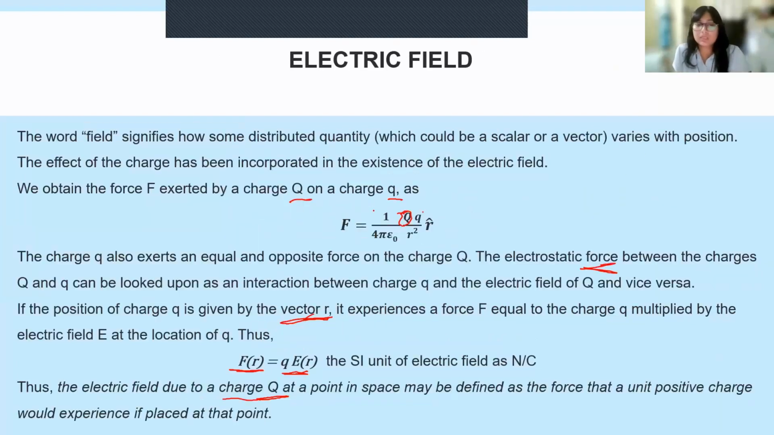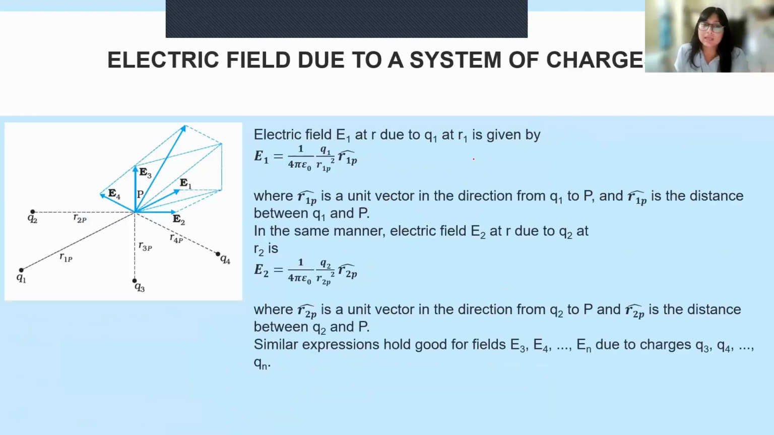Now this is the electric field due to two point charges. In a system of charges, we will have an electric field due to a system of charges too, where there are multiple charges present. You can see over here there is Q1, Q2, Q3, Q4. So again by Coulomb's law we find E1, that is the electric field at R due to Q1 at R1.